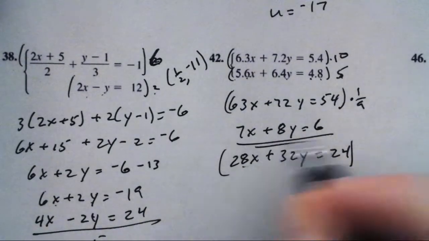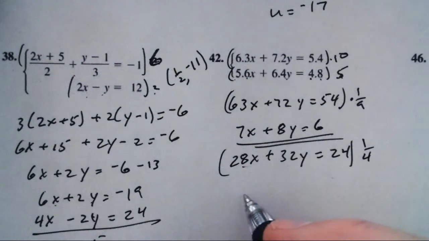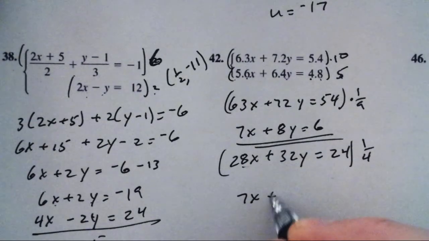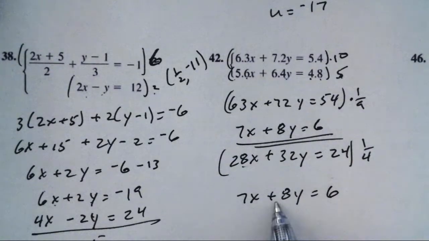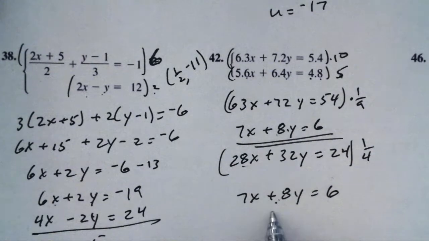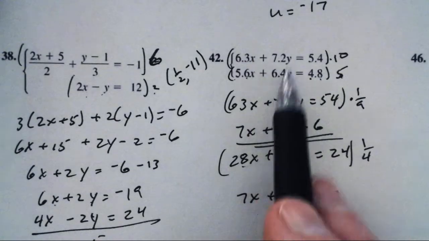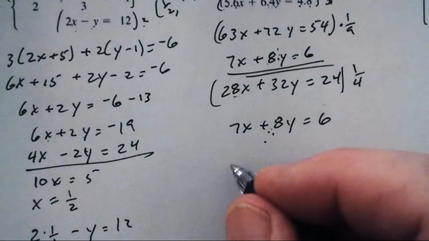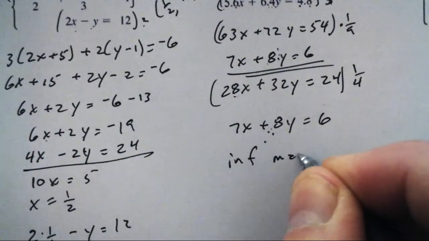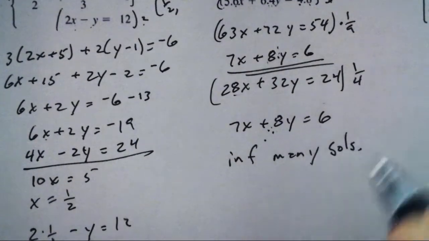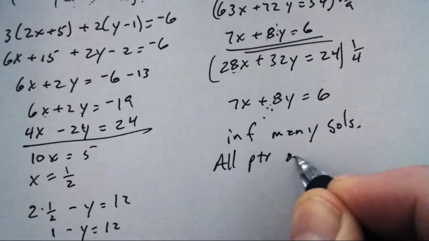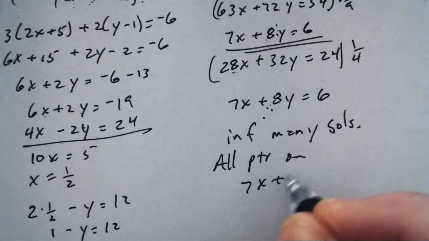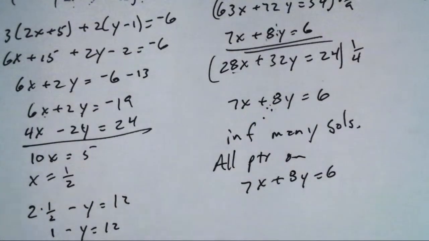So here's one of my equations. I'm going to multiply this one by 1/4, and I get 7x plus 8y equals 6. How about that? I have the same line. So I could stack these and subtract them, but both of these I'm claiming now are the same line. So we have infinitely many solutions, or all points on 7x plus 8y equals 6. All points on that line.